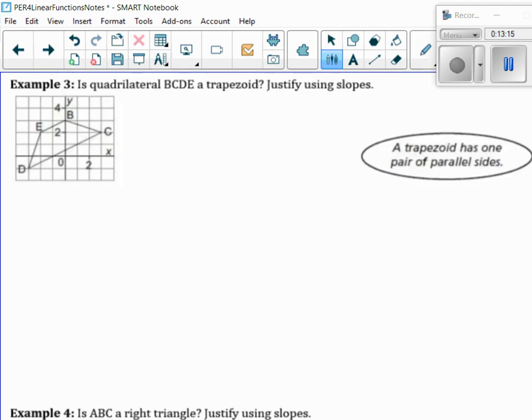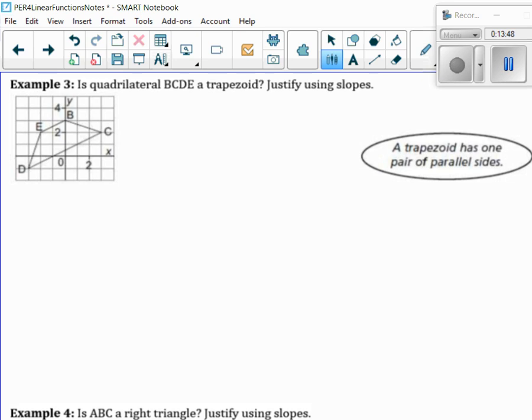Okay. Next one says, is quadrilateral BCDE a trapezoid? Do you know anything about trapezoids? No. What makes a trapezoid versus, like, actually, maybe we should discuss what kind of quadrilaterals are actually out there. There's squares, rectangles, rhombuses, parallelograms. Octagon is an 8-sided one. Four-sided. Quadrilaterals are 4-sided. Yeah?